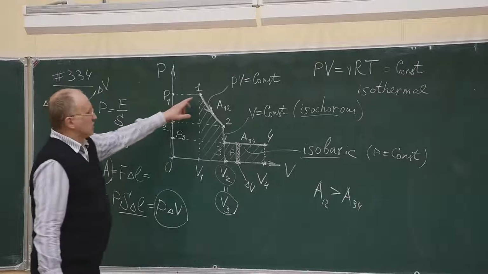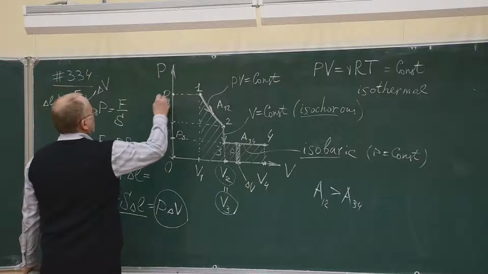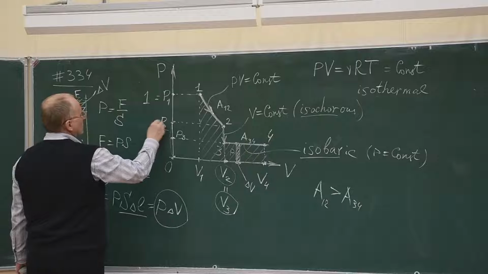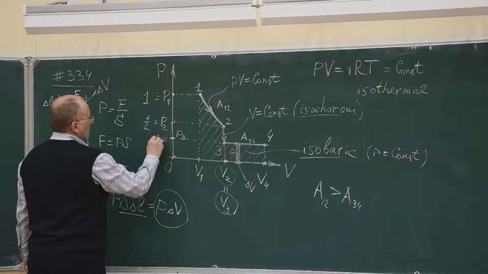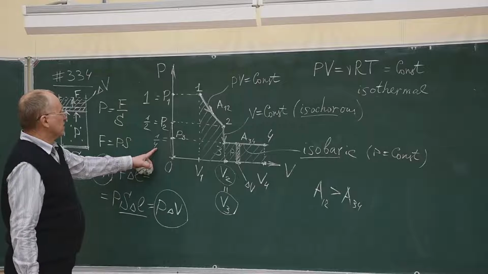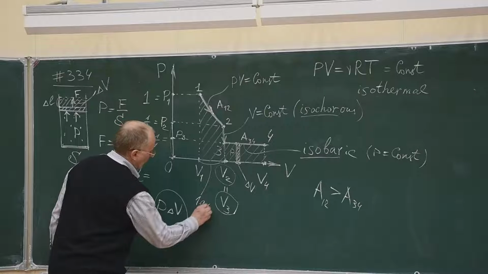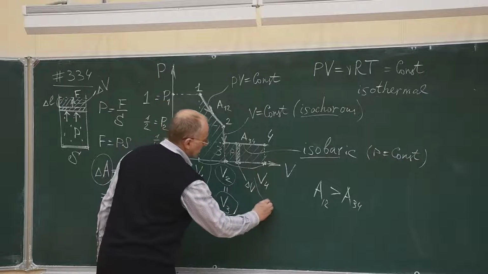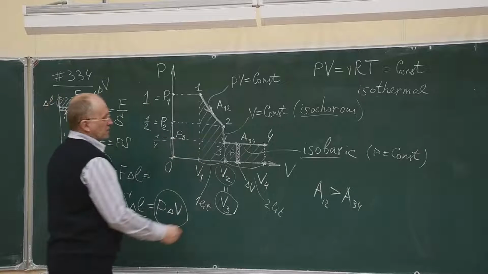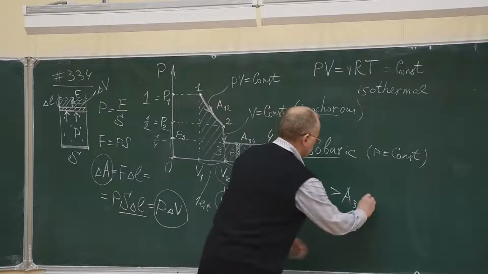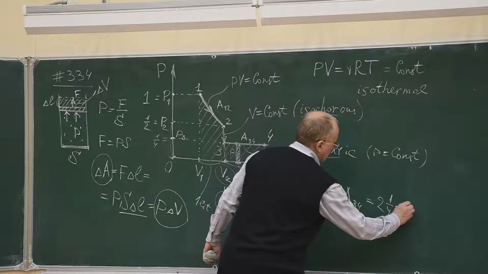Well, if the original pressure was 1 atmosphere, if I'm not mistaken, yes, the original pressure was 1 atmosphere. So this is pressure 1 atmosphere. Then this pressure will be just half an atmosphere. Then pressure 3 will be 1/4, 25% of an atmosphere. And this change of volume is from 1 liter to 2 liters, so this is 1 liter. And this change of volume is given to us as 2 liters. So the area here will be the product of 2 liters by 1/4. So this work, A34, equals 2 liters multiplied by 1/4. So that will be 1/2.